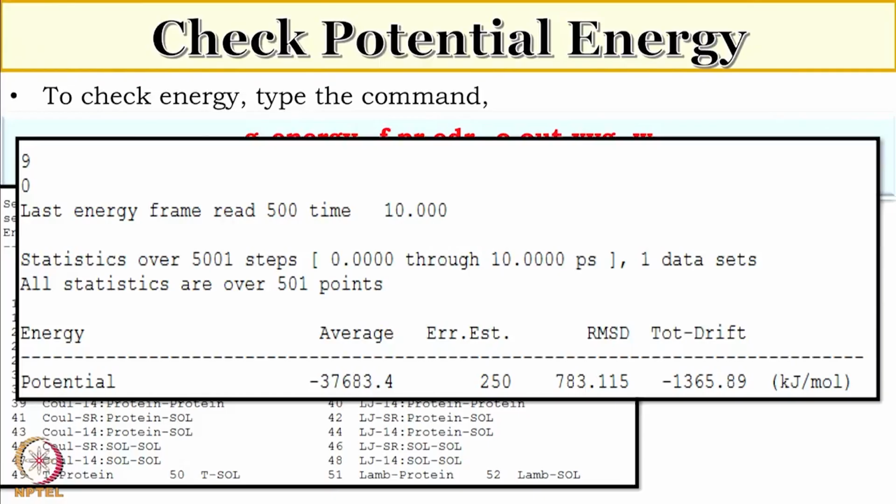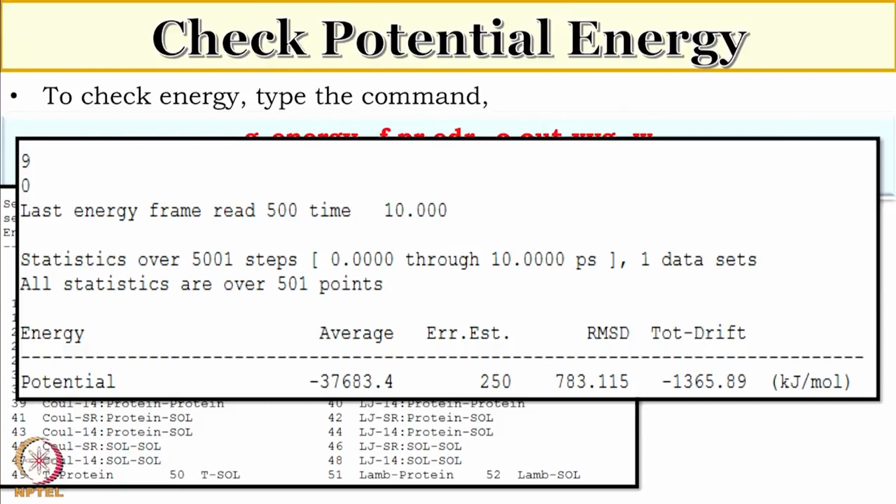And what is that total drift? RMSD is the root mean square deviation in the average energy. Since we are just doing it for 10 picoseconds, my potential energy is very large, minus 37,000.